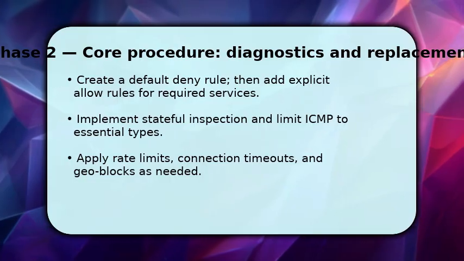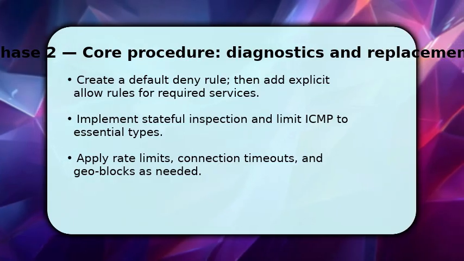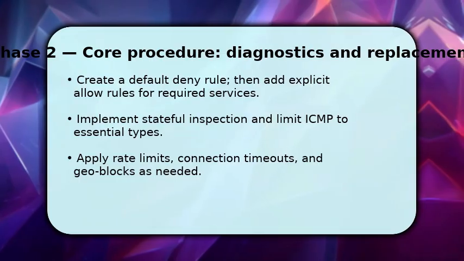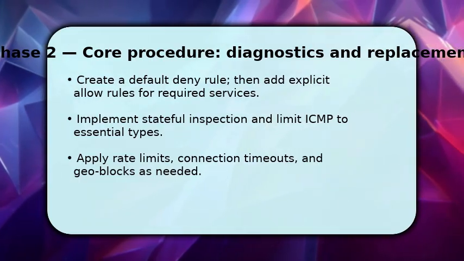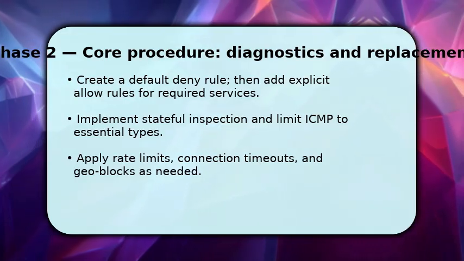Now implement the core rules. Create a default deny rule so nothing is implicitly allowed, then add explicit allow rules for the services you identified. Use stateful inspection to keep legitimate sessions intact and restrict ICMP to essentials to avoid ping-based attacks.